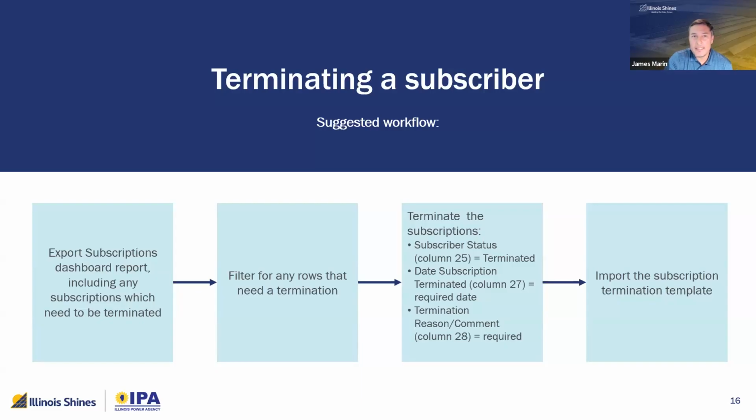And if there is no reason, I think I saw this question somewhere, if you don't have a clear reason that you're aware of, you can just add NA, not applicable. This is a text field, so it'll accept anything that you type in. And again, it'll be reviewed by the PA. Lastly, you would import that file back in, and you have a terminated record.